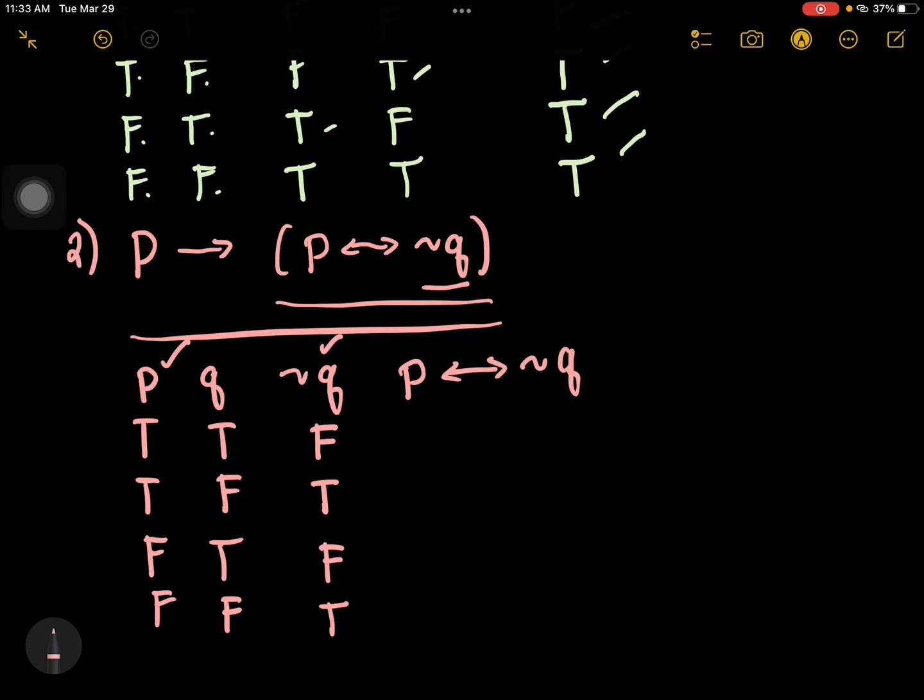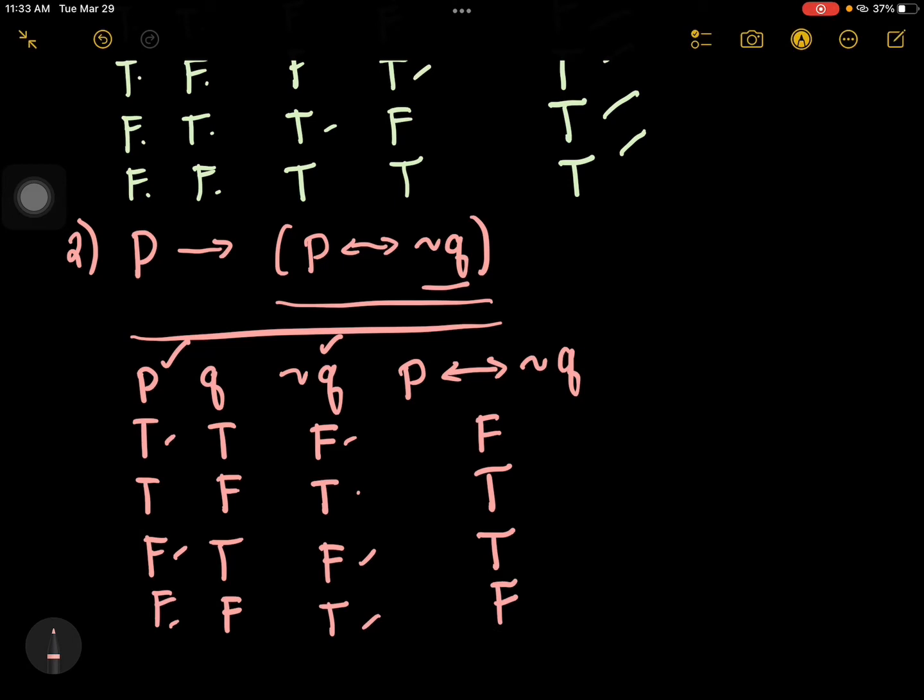Now this if and only if is biconditional, meaning if it's the same, it's true, and if it's opposite, it's false. So true, false, it's opposite. True, false, it's opposite, so it's false. True, true, it's the same, so it's true. False, false, it's the same, so it's true. False, true, it's opposite, so it's false.